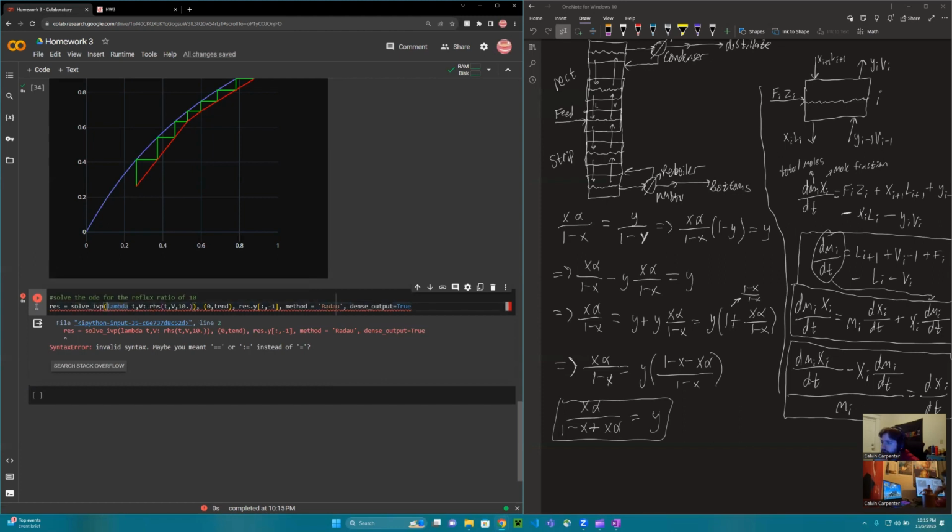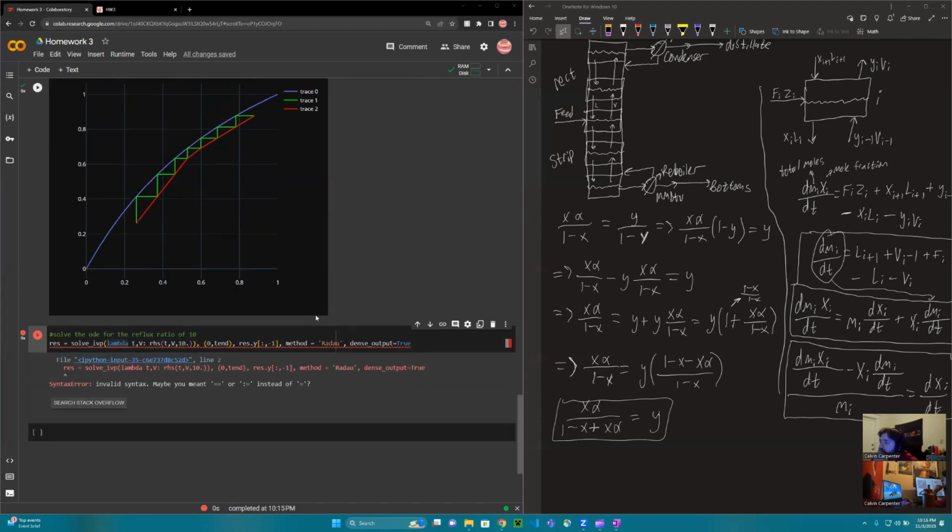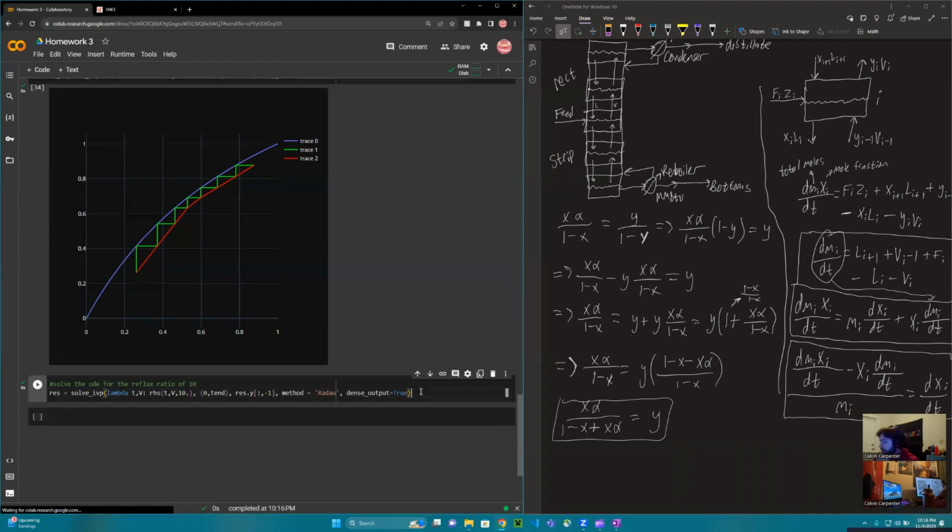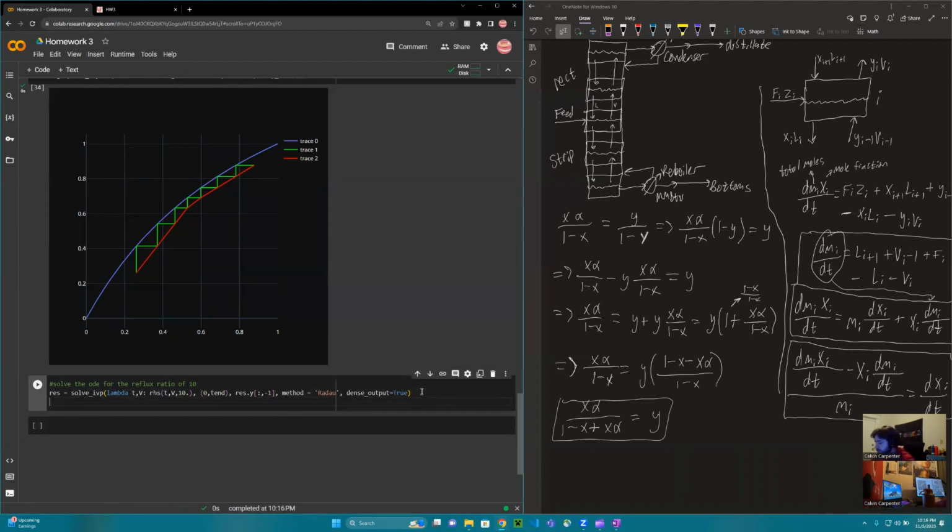So solve_ivp, res equals solve_ivp, open parenthesis, lambda T, V colon RHS, open parenthesis T, V, 10, should be the same as above, and then 0 to T end, and then res.y, open bracket, colon, comma, -1, close bracket, method equals Radau, dense output equals true. Oh shoot, that's okay. That's where I went wrong. Okay, we got it now. Sorry for that little delay, folks.